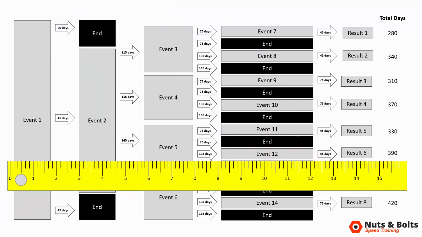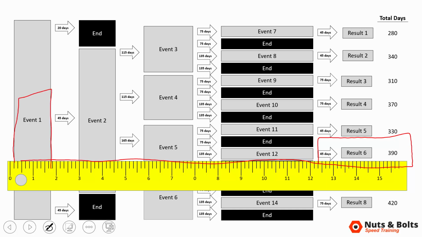And the reason that a ruler is important here is it forces you to move from one side of your complicated decision tree to the next. So in this case, this forces us to go event 1, event 2, event 5, event 12, all the way to the end result that should be the most relevant to your audience.